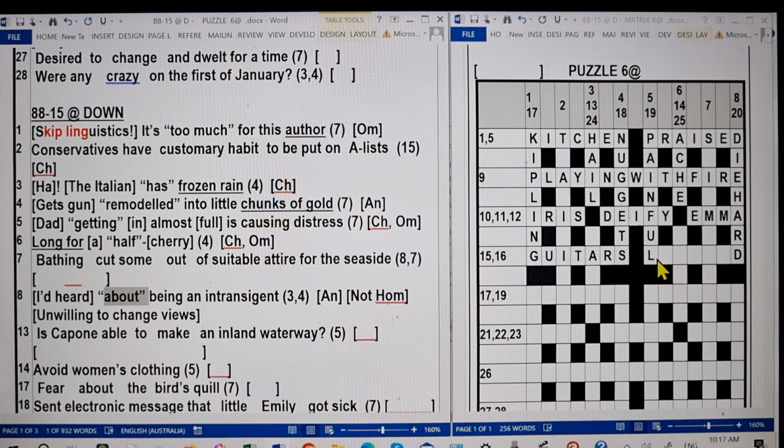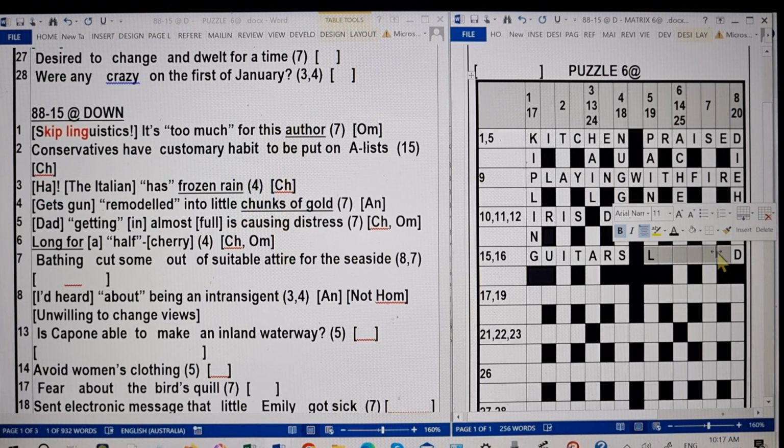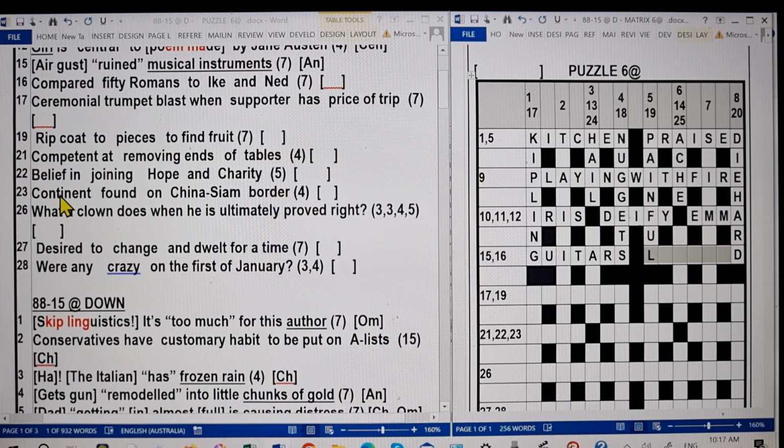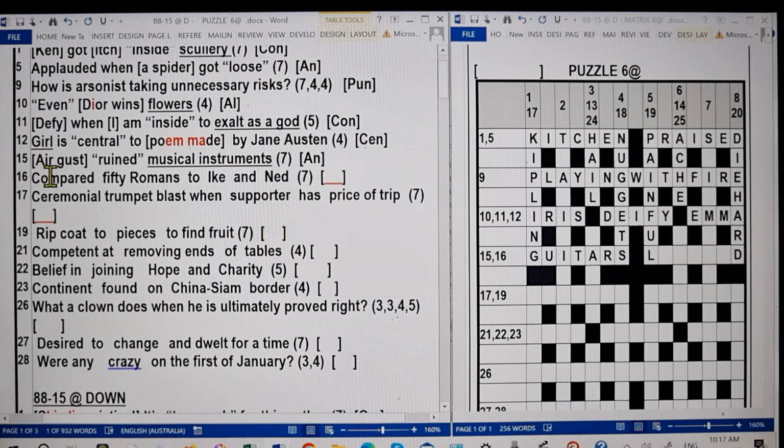And one last one before we go. We look at this one here, which is 16 across. We have compared 50 Romans to Ike and Ned. Compared 50 Romans to Ike and Ned. Okay, pause, solve, and resume. Okay, got the answer. 16 across.